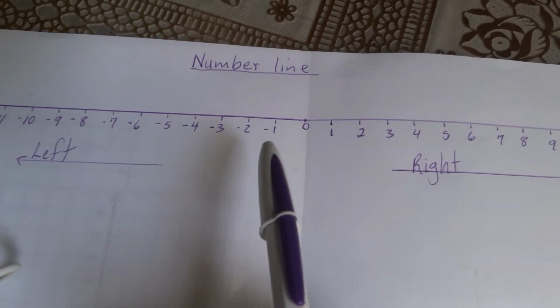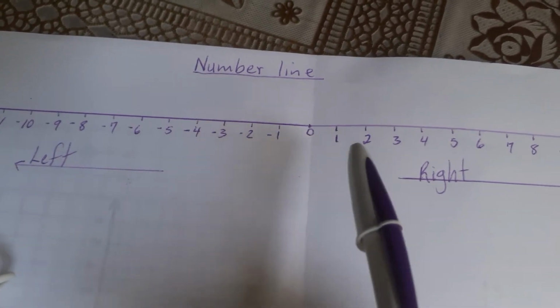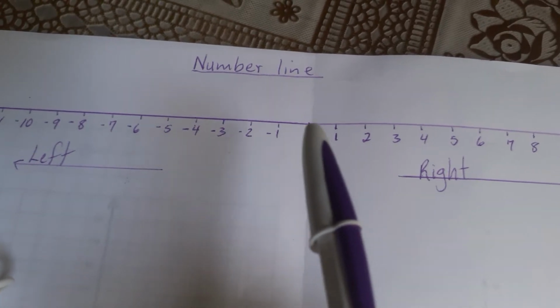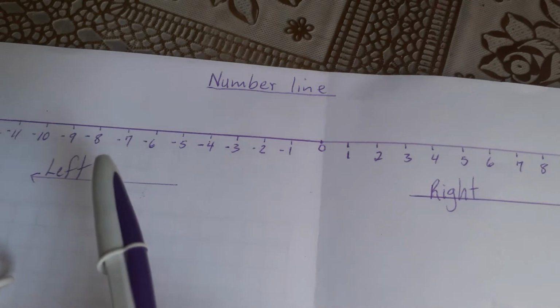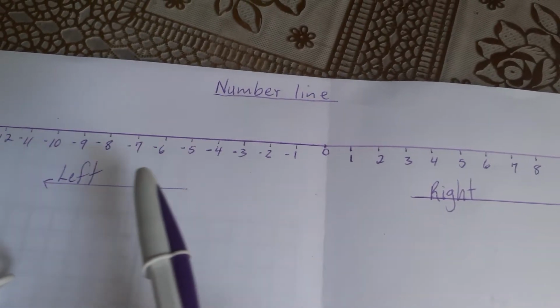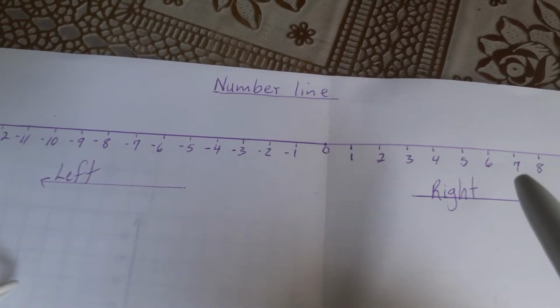All right, negative numbers, and I start with 0. Well, 0 is not positive nor negative, and it separates the positive numbers and the negative numbers. So the numbers on the left are called negative numbers, and the numbers on the right are positive numbers.